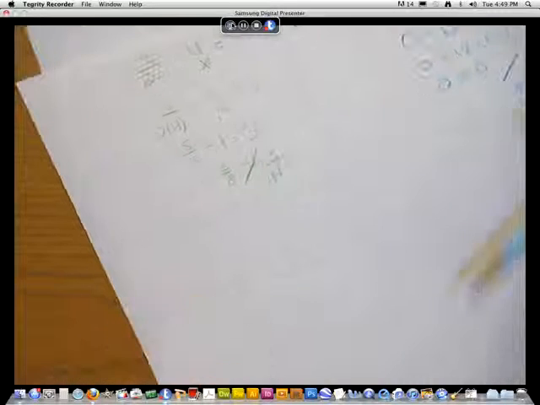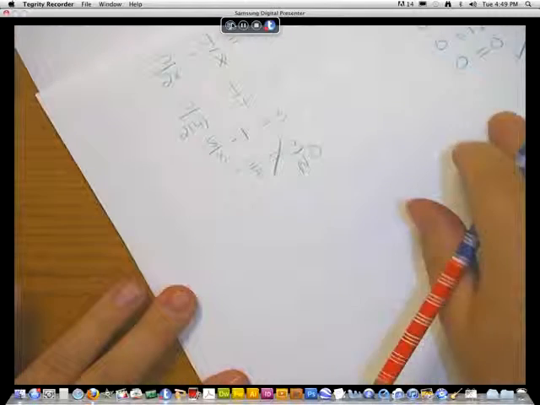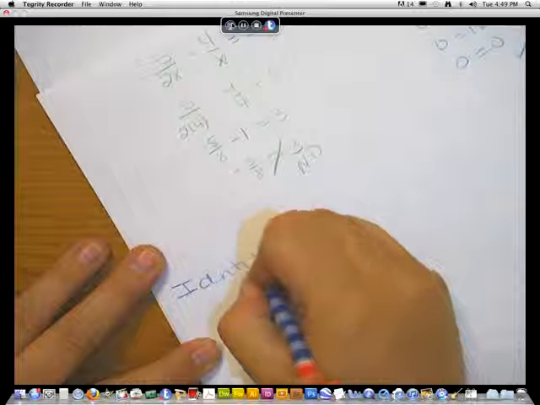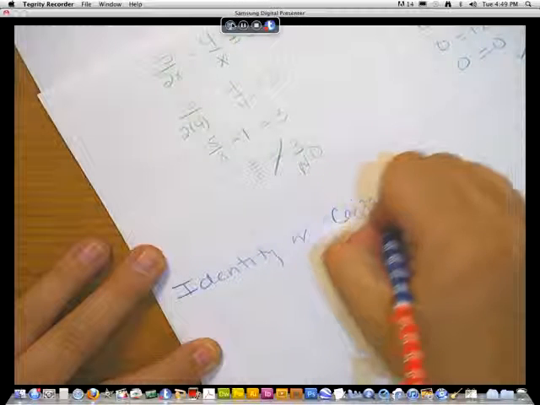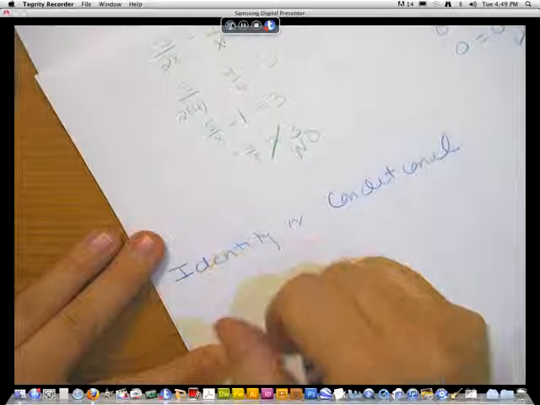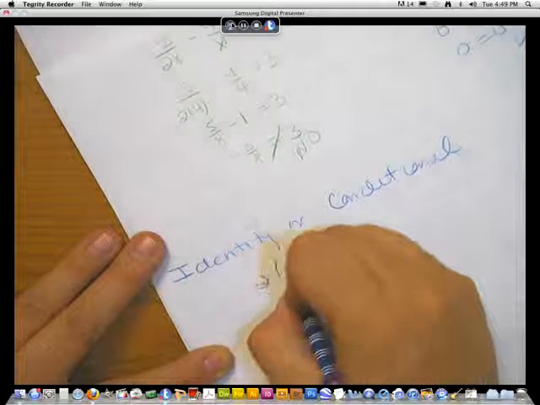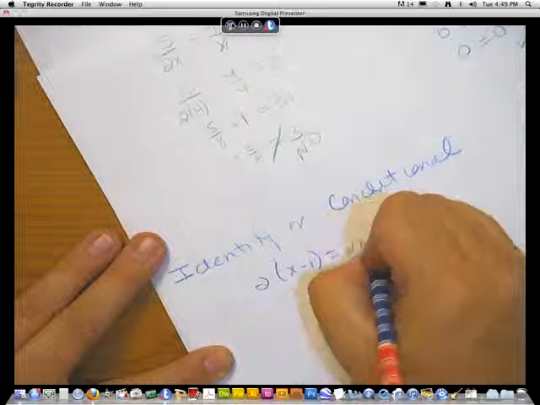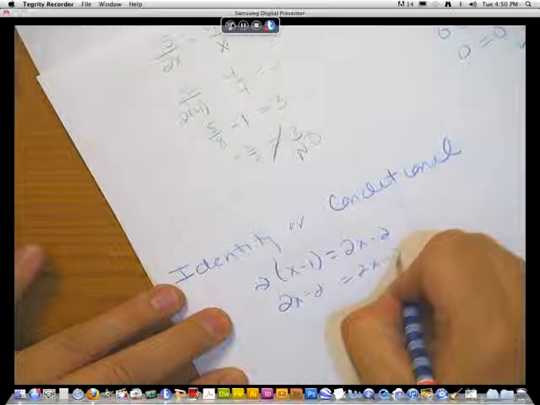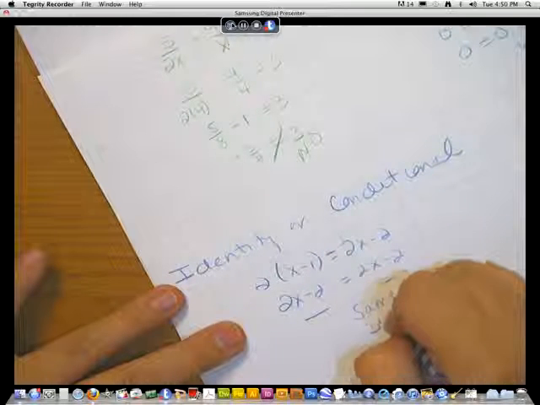All right, the next two things are part of your vocabulary that you should be responsible for, and that's the identity or the conditional equations. So if you have 2x minus 1 equals 2x minus 2, and distribute, 2x minus 2 equals 2x minus 2, they are the same. Therefore, it is an identity equation.